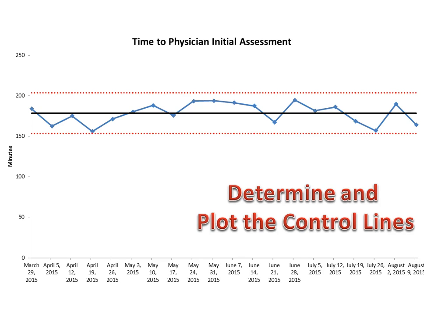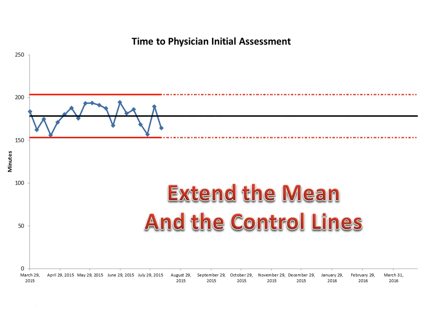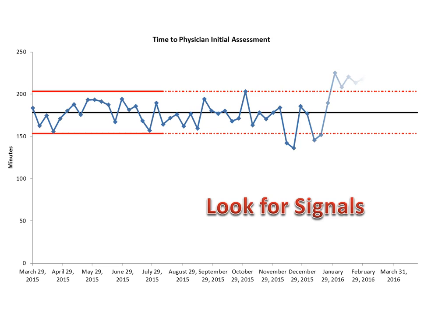The next thing we would do is look for signals of a process that is out of control. This process seems stable, so therefore we'll extend the mean and control lines out into the future and continue to plot the data as we collect it. As we plot the data, look for signals. This example shows at least 2 large indications of a process being out of control, there and there.